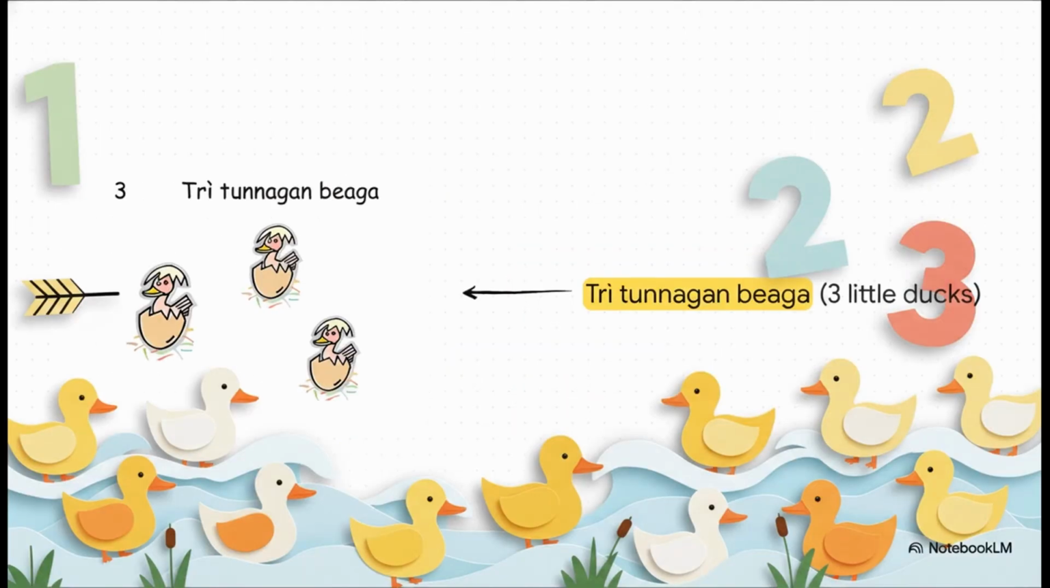Let's take the next step and see what happens when our flock grows. Here we've got tree tunnagan bega, 3 little ducks. Now, the absolute crucial takeaway here is this. When we use 1 or 2, we use the singular form of duck, tunnuk. But the split second we hit number 3 and above, the rules shift. 3 and up demand the plural noun form. So tunnug becomes tunnagan, tree tunnagan.